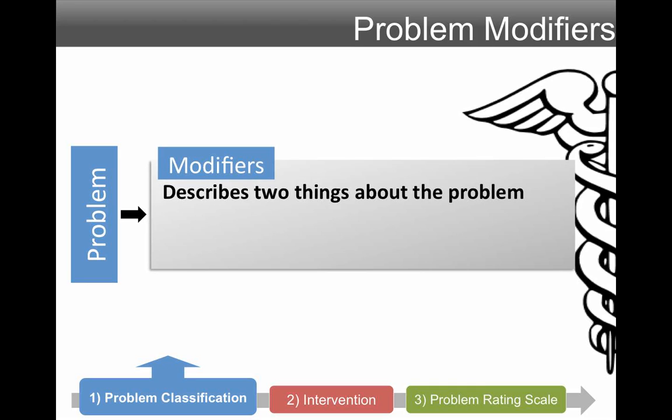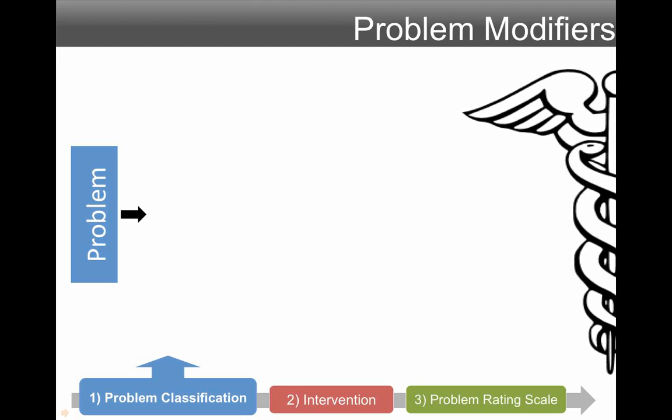Modifiers describe 2 things about the problem you just listed. The first, whose problem is it? Is it an individual problem, family problem, or the community's problem? The second is what type of problem is it? Is the problem actually happening, or can it potentially happen, or is the problem dealing with health promotion?